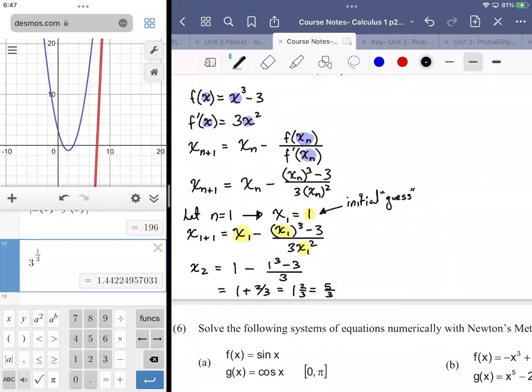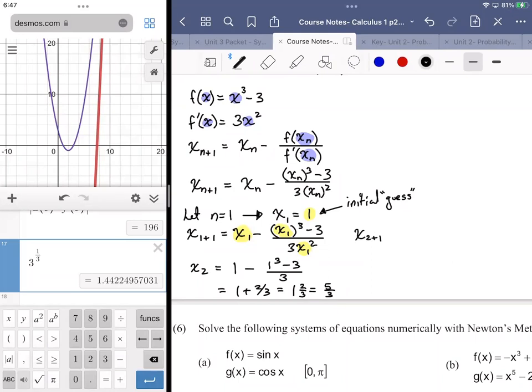All right. Since we know the answer is about 1.44, 1 2/3 is about 1.67. That 1.67 is closer to 1.44 than 1 was. So we're moving in the right direction. So then what we do is we move on to the next n value. So x sub 2 plus 1.